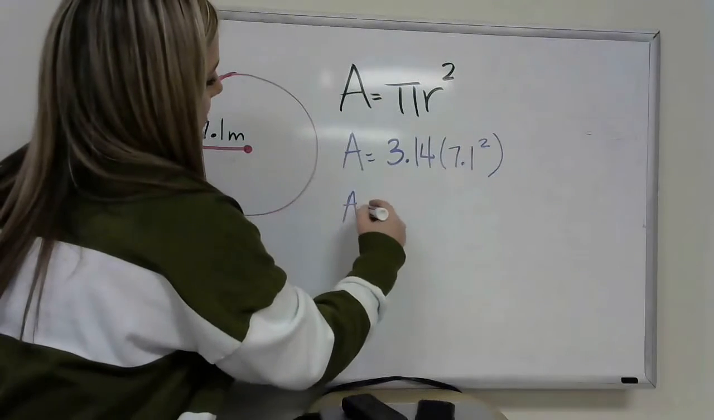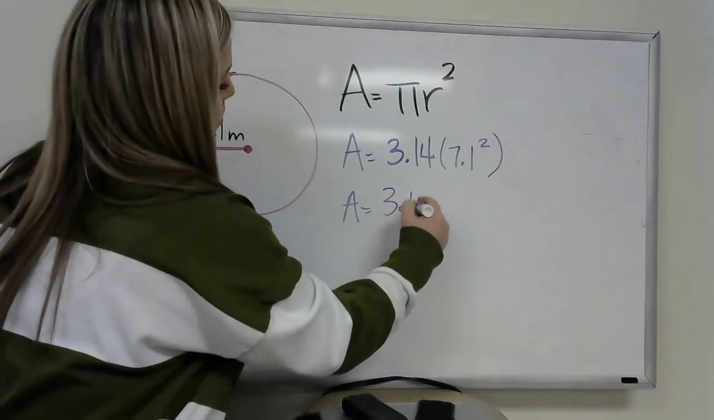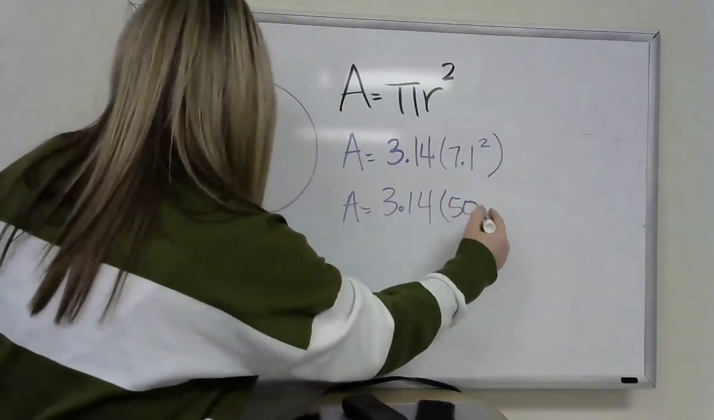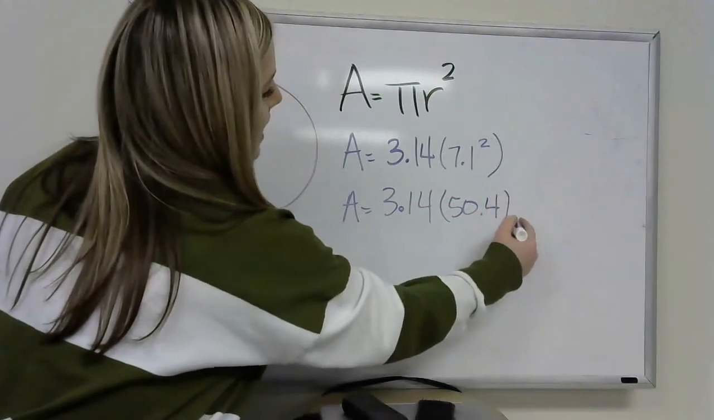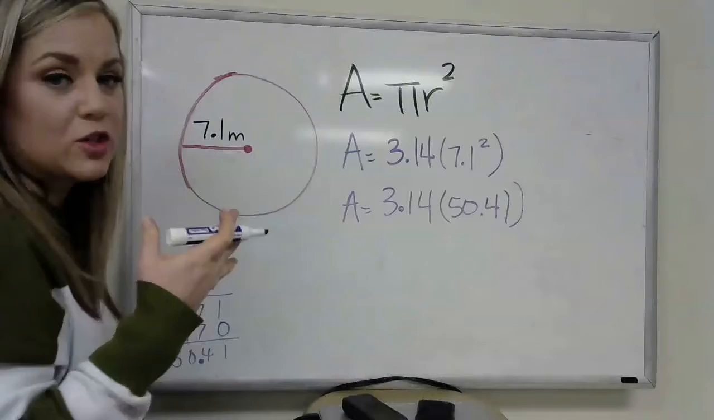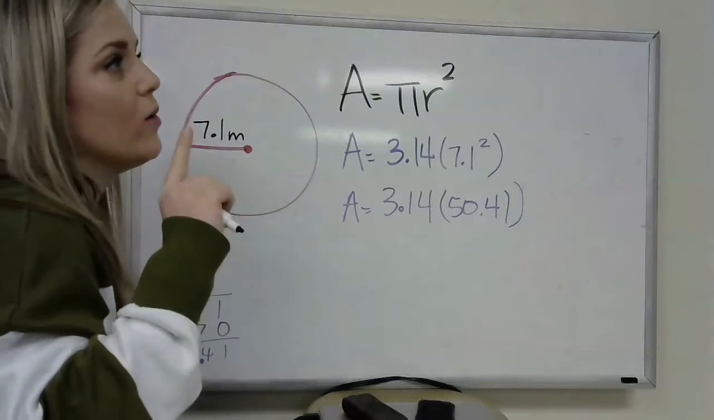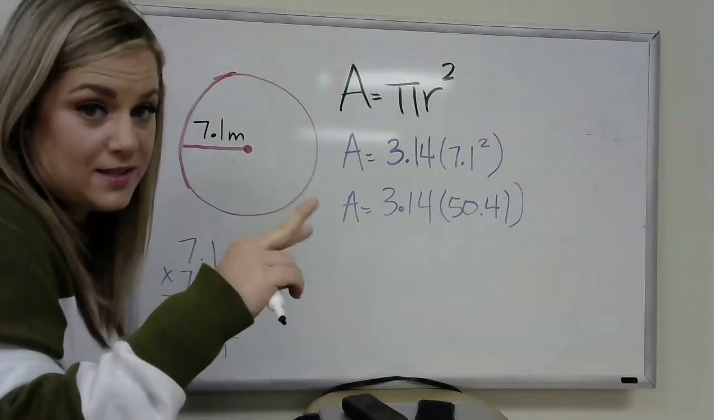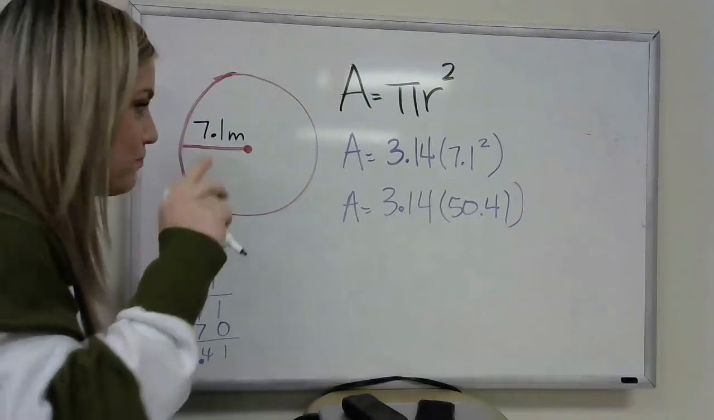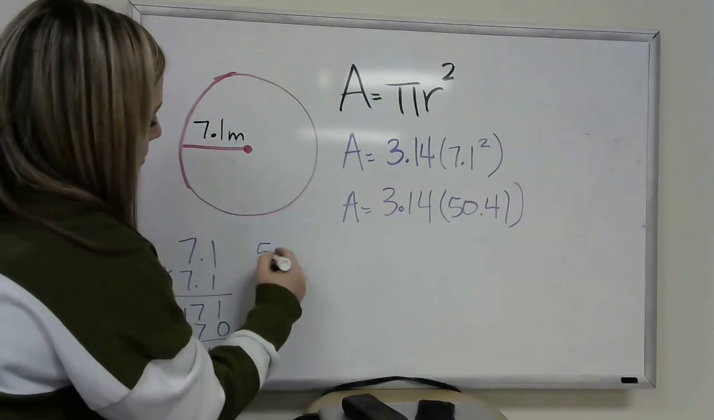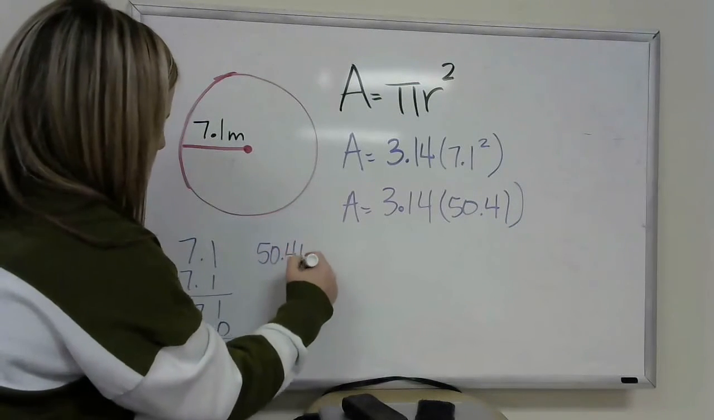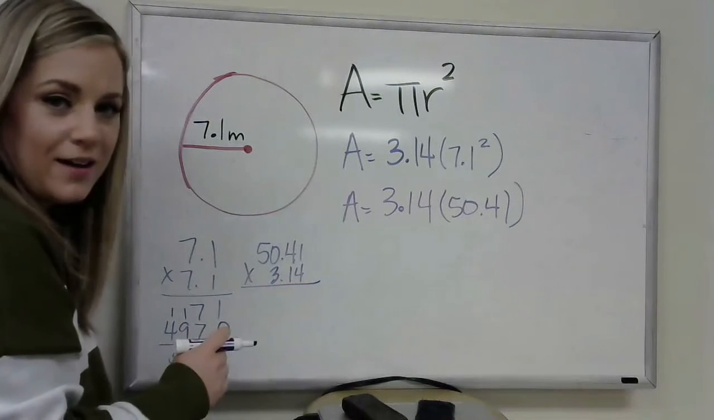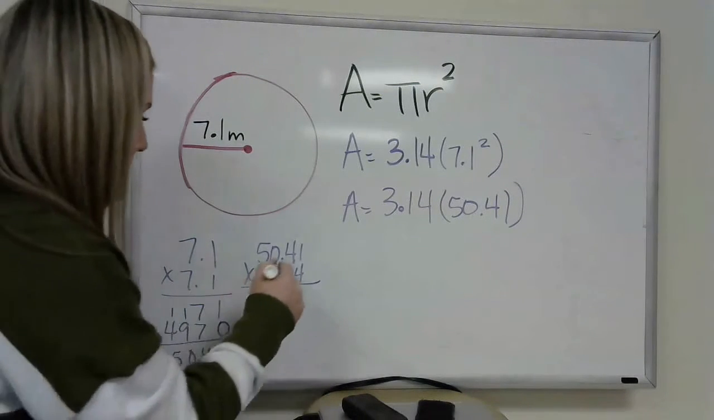So now area is equal to 3.14 times 50.41. And yes, we had to square it first because we know that we follow PEMDAS rules. Parentheses, exponents, then multiply or divide, okay? So now 50.41 times 3.14. I wish I had a calculator right now.